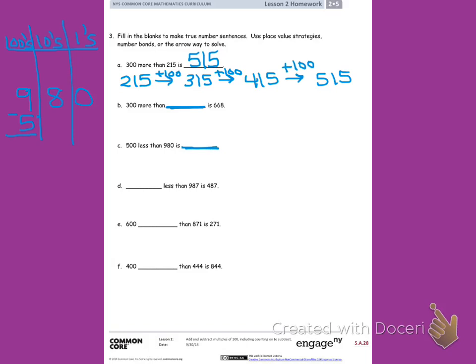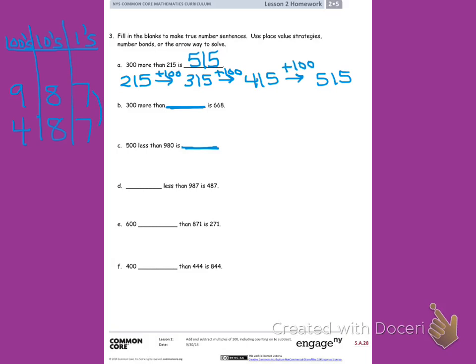Item D, blank less than 987 is 487. I'll erase this here, and I'll write the number 987 and the number 487. What they're wanting to know is how much less than 987 is 487.